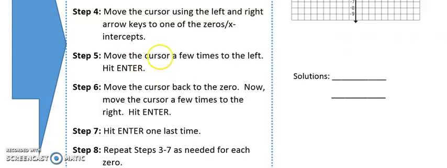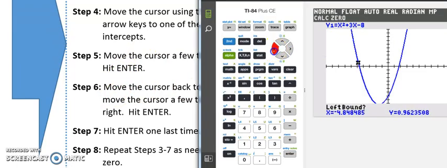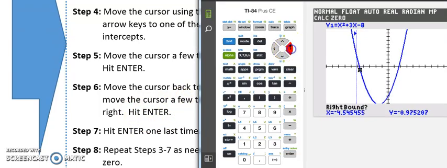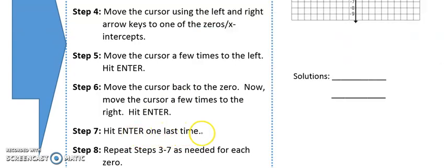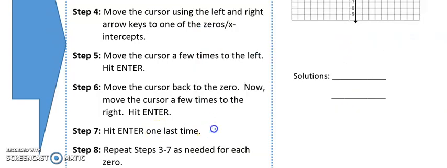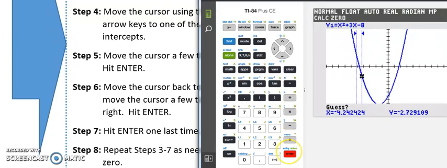So let's look at step 5. Move the cursor a few times to the left and hit enter. Then move the cursor back to the zero. So 1, 2, 3, hit enter. Then move the cursor back to the zero. Now move the cursor a few times to the right and hit enter. 1, 2, 3. Enter. Hit enter one last time. And I believe what the calculator asks you to do is guess, right? So when it says guess, you're just going to hit enter on that.